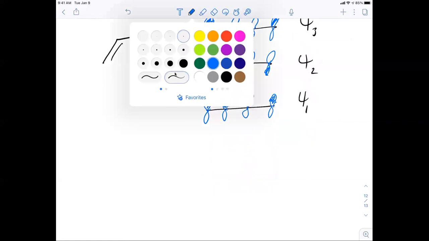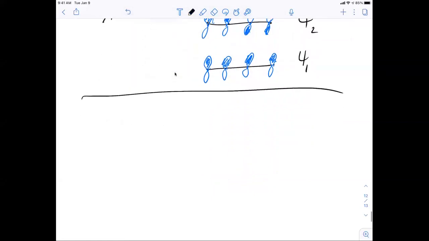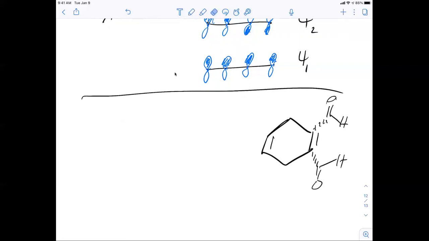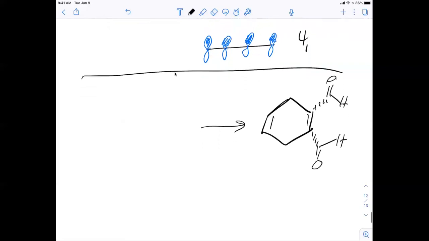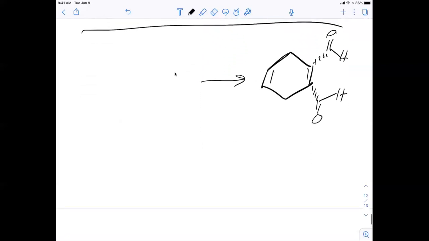Okay. Let's do a retro Diels-Alder. There were some students that were having some problems. So if I was going to create, let's redraw this a little bit. Okay, so give me the 2 starting materials that would create this Diels-Alder product.